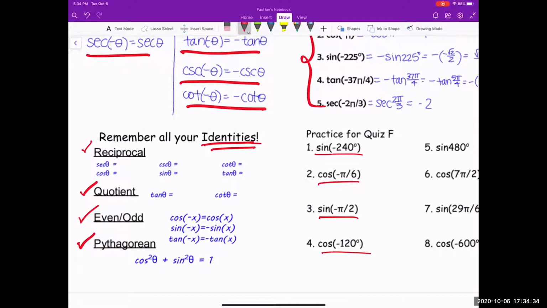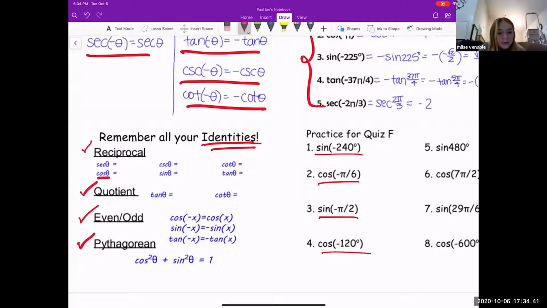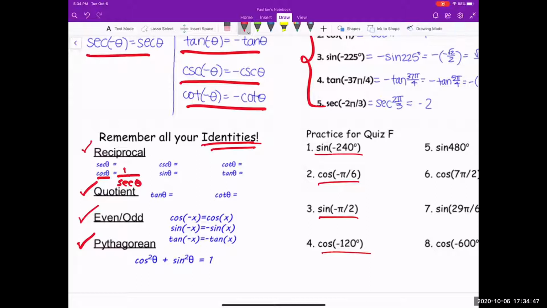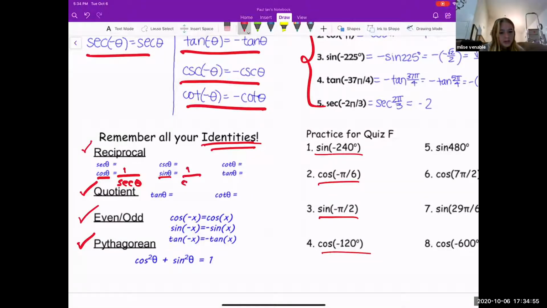What about this guy? Cosine theta. What is the reciprocal of that? It's 1 over secant. Yep, 1 over secant. They're interchangeable. And then for sine, what about this guy? Then would it be 1 over cosecant?